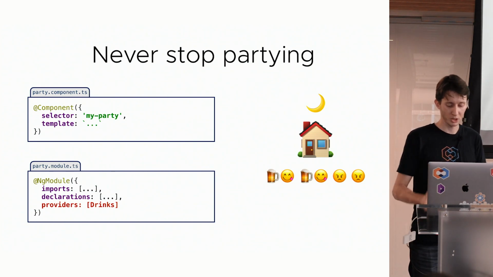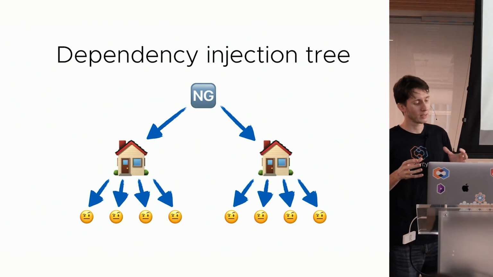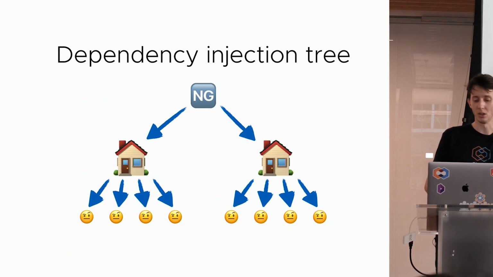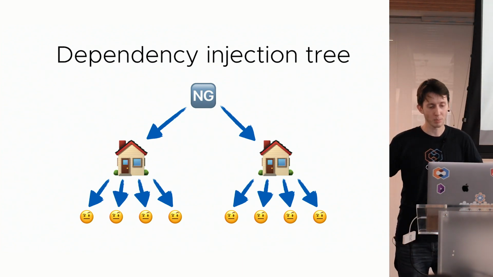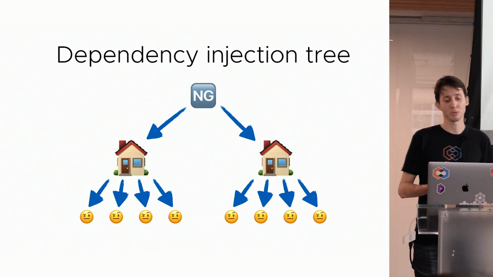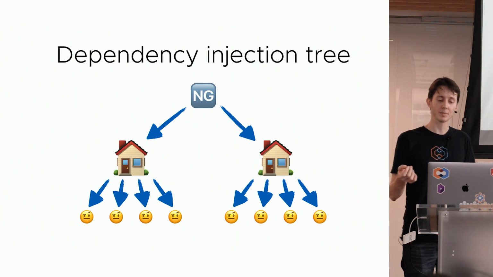So to sum up what we just saw, Angular dependency injection is hierarchical. It's a tree. We have the ng module at the top, and then any component, if the ng module declares a provider, any component inside of that will have access to that provider. No matter how deep it is, if it asks for the drink service, it will be able to get it.